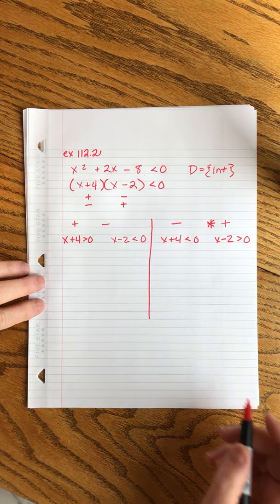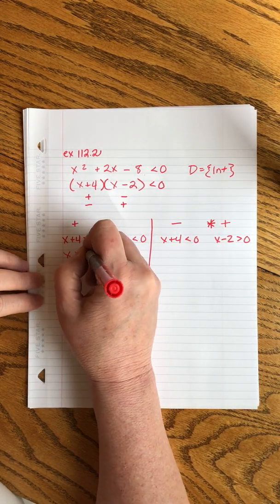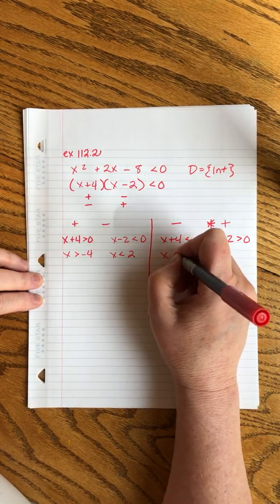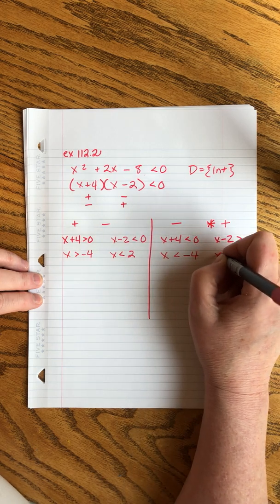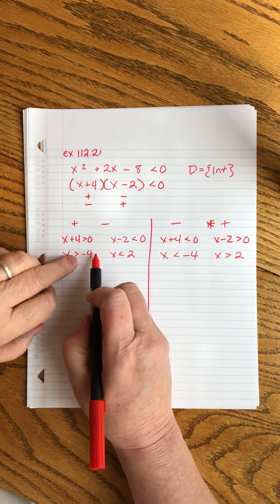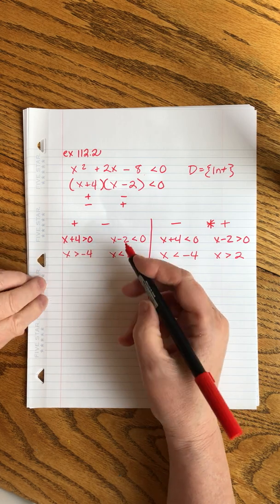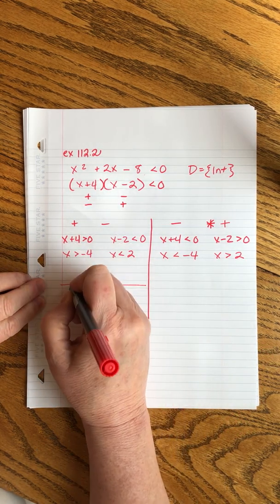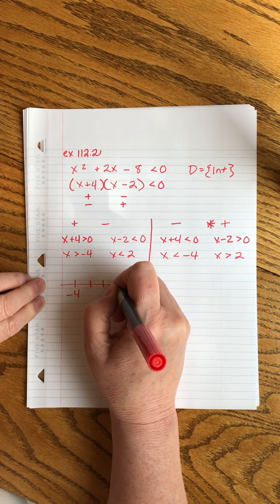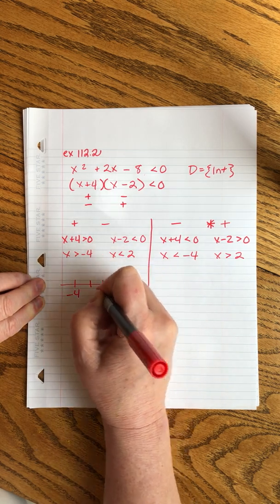Okay. Quick algebra. X is greater than -4. X is less than 2. X is less than -4. X is greater than 2. Once you get the hang of these, you can even rule them out by looking at them. X is greater than -4 and less than 2. Okay, I can see there's going to be overlap on this one, right? It's greater than -4, -3, -2, -1, 1, 2.